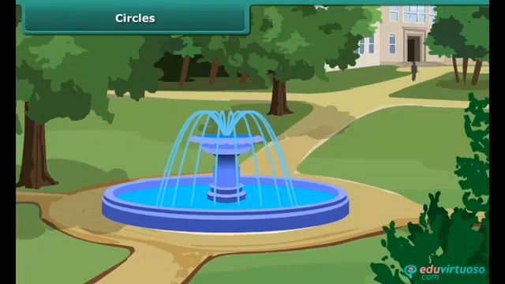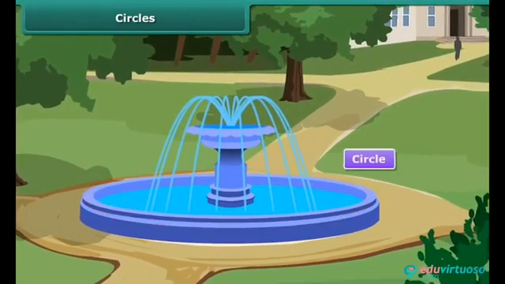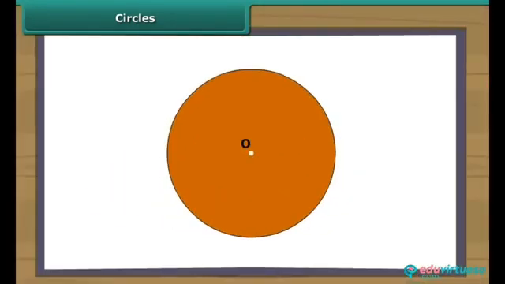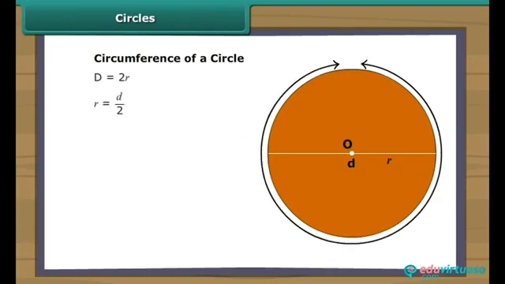Circles. Students, have you noticed the shape of fountain? The fountain is in the shape of circle. Can you measure the circumference of the circle? Yes. If you know the radius of circle, then by using the formula of circumference of circle. Circumference of a circle is the distance around a circular region. In other words, the boundary of circle. Circumference of a circle is the product of a constant called pi and its diameter, or twice the product of pi and radius of circle.